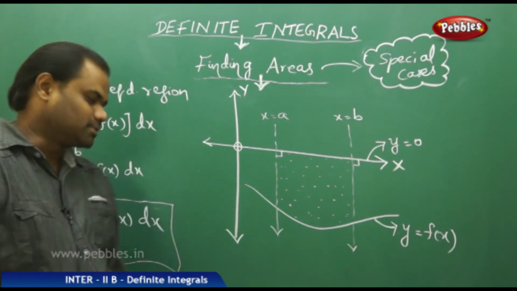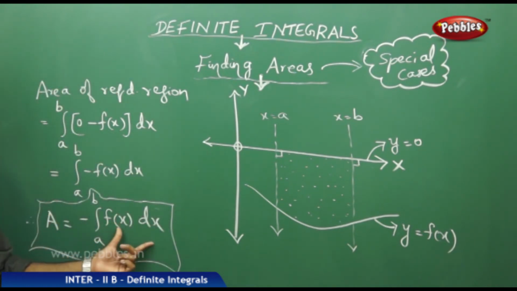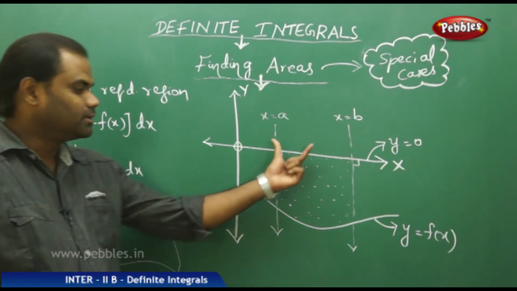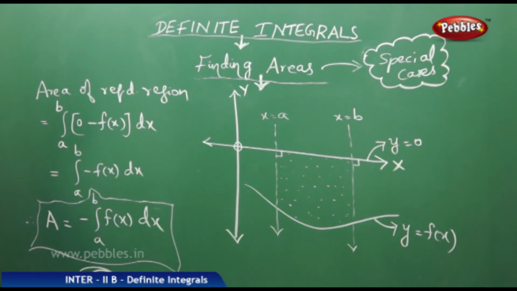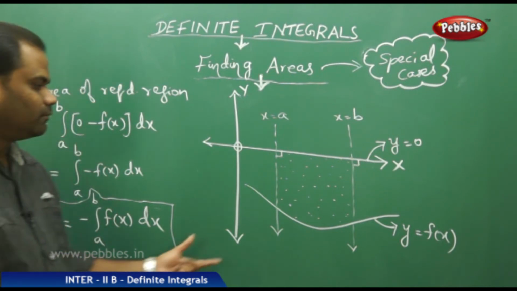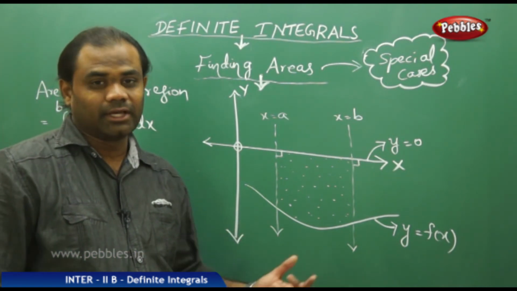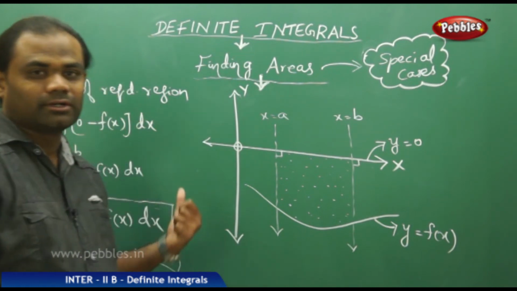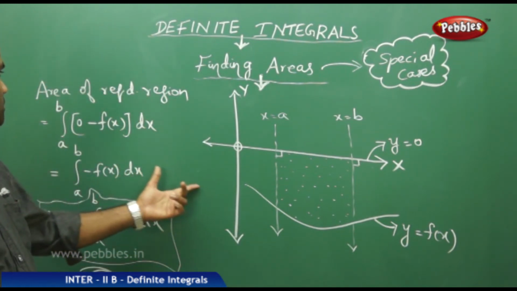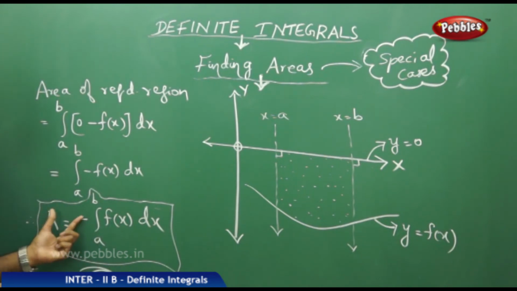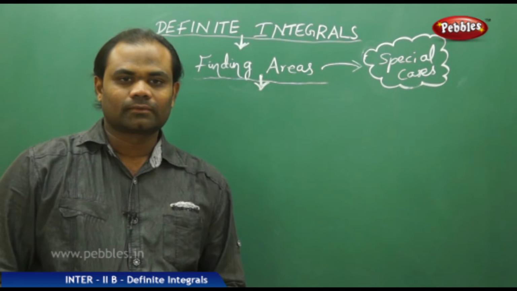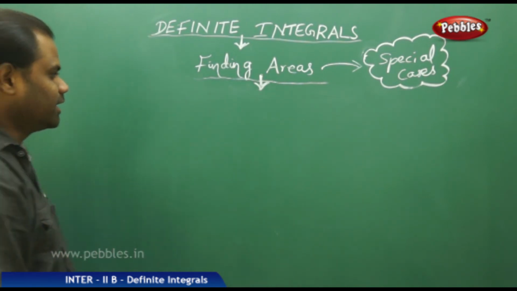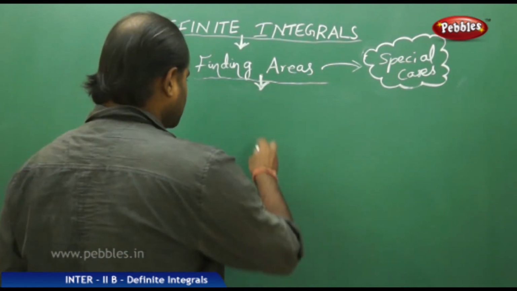The area reduces to a negative value, and the negative sign indicates only the direction of the curve, but the area is always positive. So this is how we identify the cases using the general formula, and in this case, the area of the required region is minus integral a to b f of x dx. Now next, let's see the next case of finding the area.